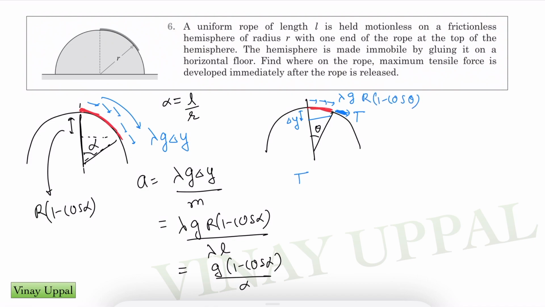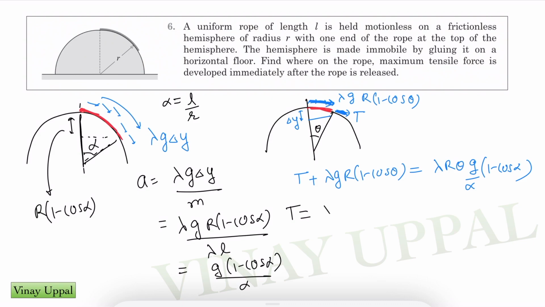So I'll have tension plus lambda g r into 1 minus cos theta. This is the net force along the arc of the section, of the red section, should be equal to ma. So mass is lambda into r theta, which is the length of this red section here, times acceleration. So acceleration we already found out was g by alpha into 1 minus cos alpha. So now it's very straightforward. I get tension in terms of theta.